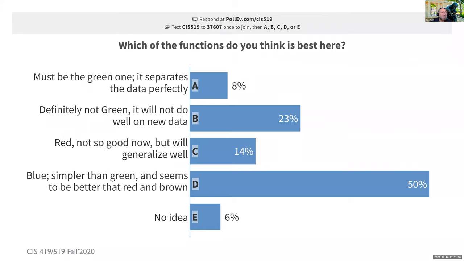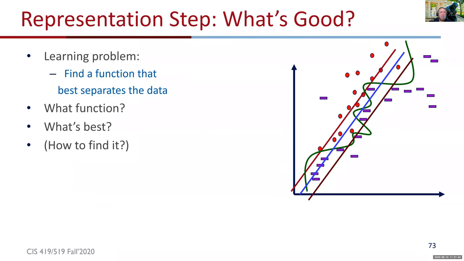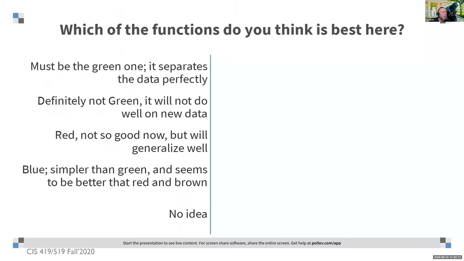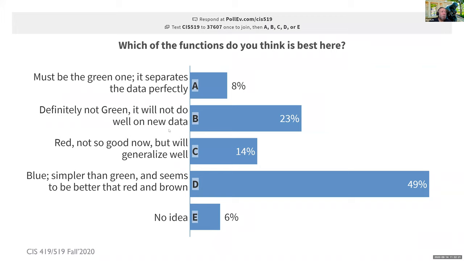However, it's probably not going to do well in the future. Look at it here. Green separates the data perfectly. It's always possible, if you use a very, very expressive set of functions, to separate the data perfectly, unless the data itself is inconsistent, but we're assuming that the data is good. But in the future, if I give you a point and it's going to be here, green is going to say red, but it probably doesn't make sense that this area is red. It doesn't generalize well. It fits the data too much. Definitely not green. It will not do well on the new data. That's exactly what I just said, and I see that many of you agree with that.